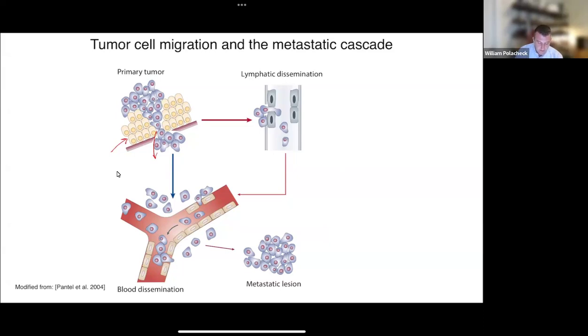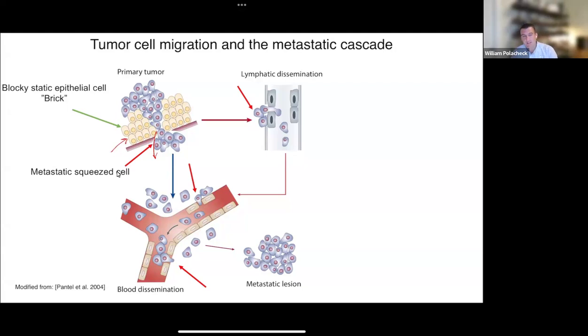So from a mechanics standpoint, there is a required transition that happens in these cells. These blocky, static epithelial cells look like bricks, but in order for them to get into the vasculature, travel around, and then get out of the vasculature, colonize tissues, migrate, they have to squeeze themselves through various different interfaces. There's a guy at Cornell, Jan Lammerding, who's done really cool work on just studying this squeezing effect. And there's many others, Dennis Discher, of course, at Penn. Lots of cool people have worked on this squeezing problem.